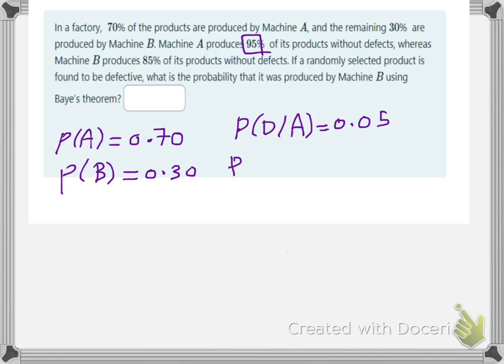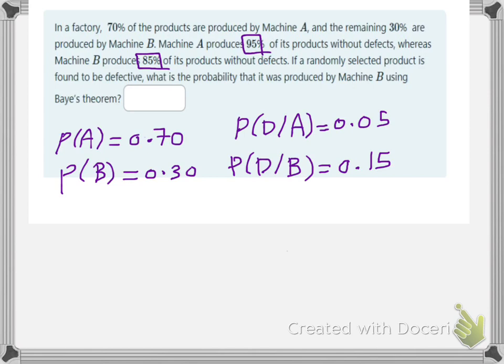And defective given that it came from machine B: how many non-defective are there in machine B? 85% non-defective. So the remaining 15% are defective, which means 0.15.